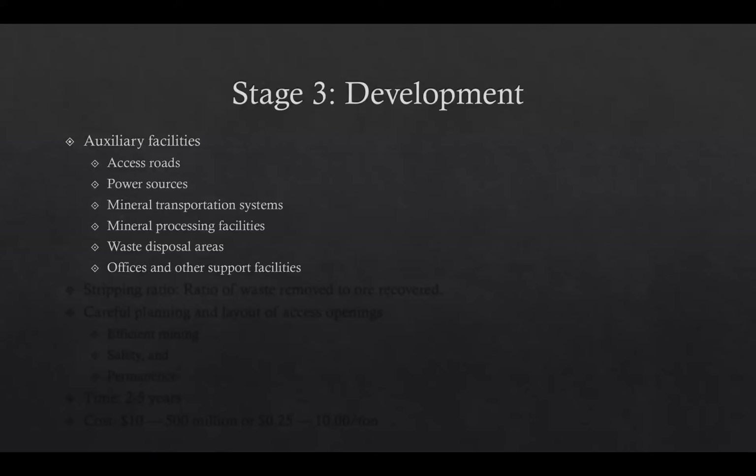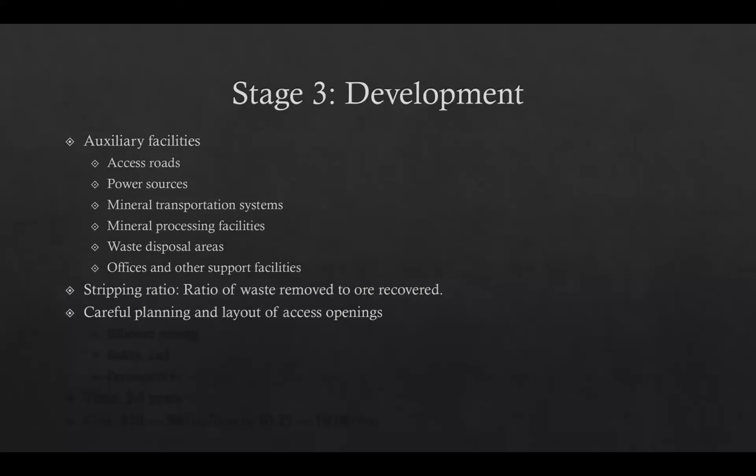Development for surface mining is relatively simple as compared to underground mining. Stripping ratio is an important concept which is mostly used in surface mining, which is the ratio of waste removed to ore recovered. It tells us how much waste should be removed for a certain amount of ore excavation. Because of complexity and expensive nature of development for underground mining, careful planning and layout of the access opening is required for the efficient mining, safety, and permanence.